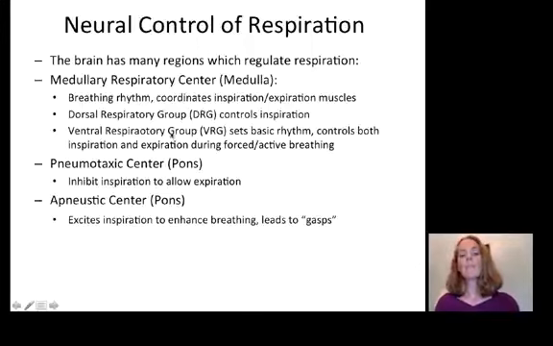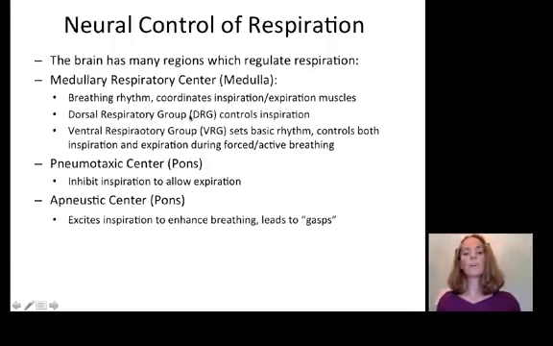So we have the medulla, the respiratory center specifically, which is going to coordinate breathing rhythm. It will coordinate the inspiration and expiration muscles. And there are 2 groups for that.